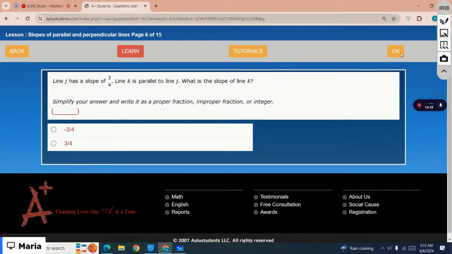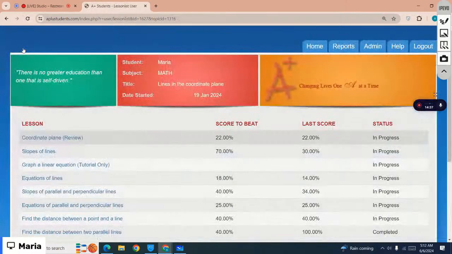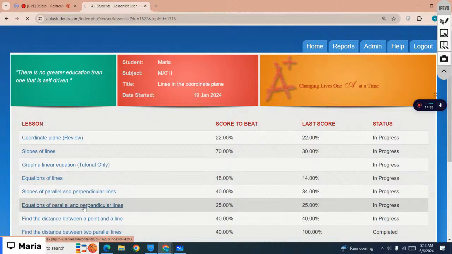Okay, you can complete the lesson by yourself later today. Let me just move on to the next lesson. And the next lesson is equations of parallel and perpendicular lines.